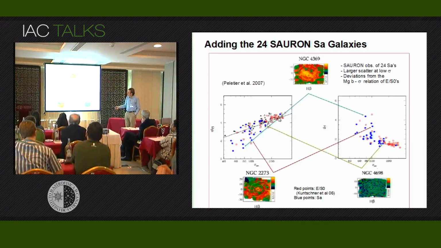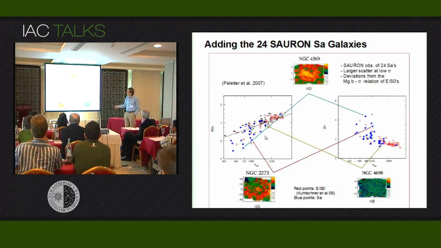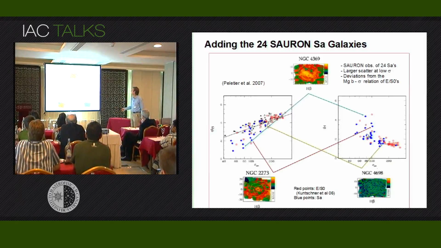Let's now talk about spirals. So this is a diagram where now I'm going to talk about the 24 SA spirals. The MGB sigma relation for ellipticals and the S0s was like that, and there were a few outliers. Now if you add the spirals, which are the blue points, there are more points below the line. Well, obvious, because spirals have more young populations. If you do the same diagram, but now sigma versus H beta, which is a much cleaner diagram, though there's not much data in the literature about it, you also see that most of them are going up.